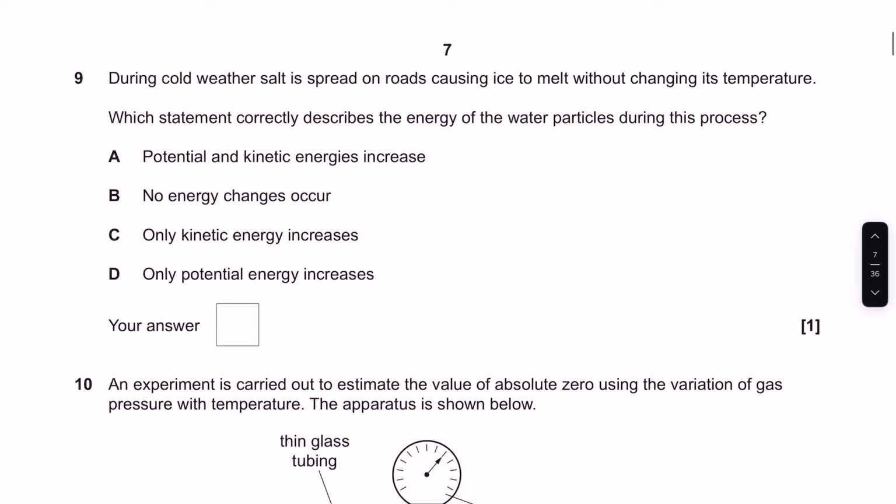Okay, question number 9. We are given during the cold weather salt is spread on roads causing ice to melt without the change in its temperature, and that is basically latent heat of fusion or melting. And which statement correctly describes the energy of the water particles during this process? Whenever we are concerned with latent heat, the only change that happens is the potential energy, and that rises. So D is the answer.